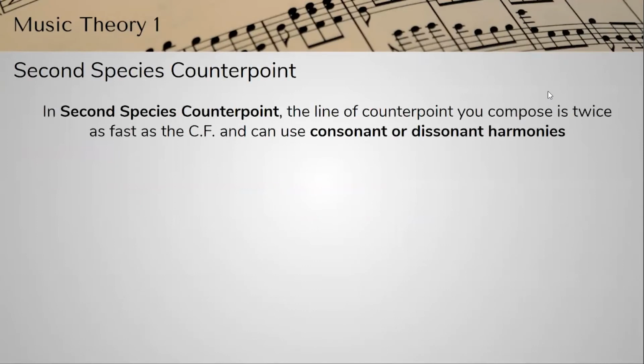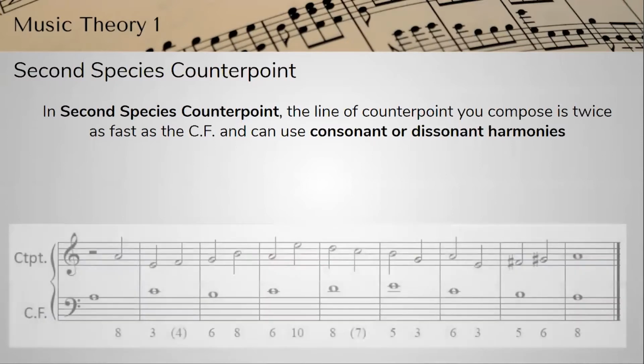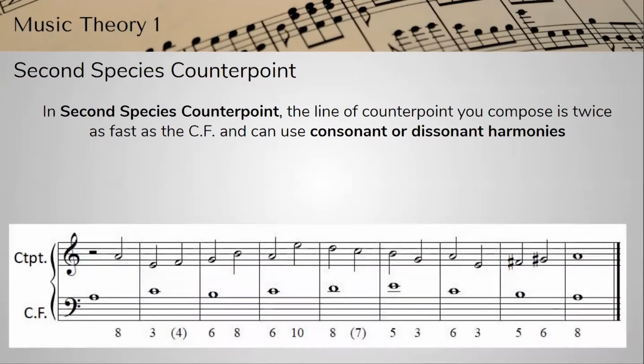First of all, in second species counterpoint, the line of counterpoint you compose is twice as fast as the cantus firmus. You can use consonant or dissonant harmonies in this species. So before, with first species counterpoint, we could only use consonant harmonies. But now, since the rhythm scheme is different, we can sometimes use dissonant harmonies. So here's an example of second species counterpoint.